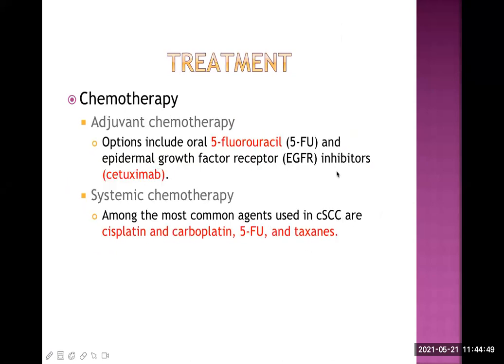Now, chemotherapy can also be used here. So what are those chemotherapeutic substances or agents? These are 5-fluorouracil, okay? 5-fluorouracil, you already know the name, and epidermal growth factor receptor inhibitors. One example we have is cetuximab, okay? Cetuximab, this is an epidermal growth factor receptor inhibitor. So they can be combined together. They are also known as adjuvant chemotherapy. Adjuvant means along with other types of standard treatment, these chemotherapeutic agents are added there. That's why they are called adjuvant chemotherapy. They are not the single or sole type of treatment.